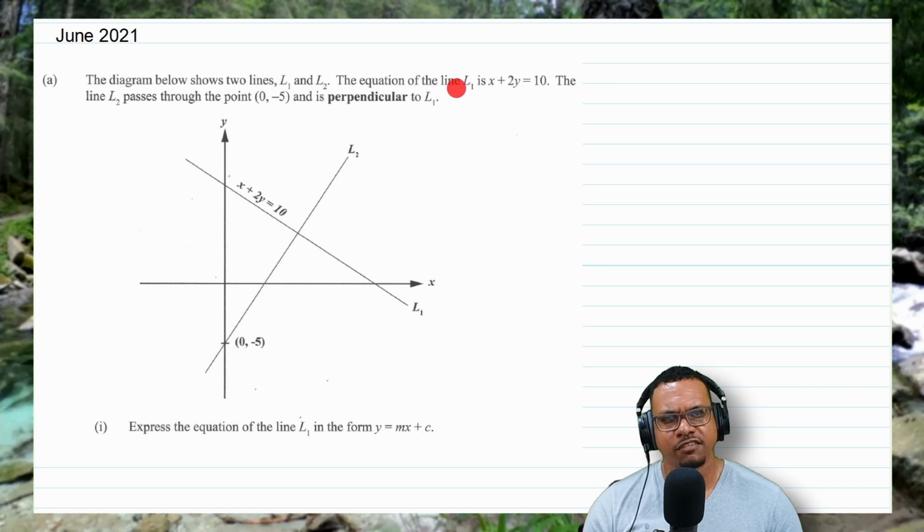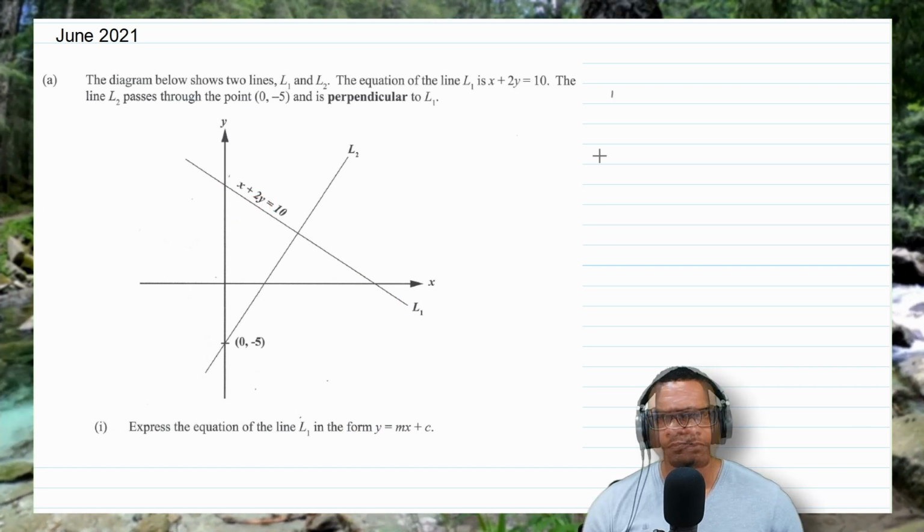All right, so the equation of line 1 is x plus 2y is equal to 10. So that's this. And the line L2 passes through the point 0, -5 and is perpendicular to L1. So these two lines are at 90 degrees to each other. So now they want us to express the equation of line 1 in the form y equal mx plus c. All right, so we already have the equation of line 1 here.